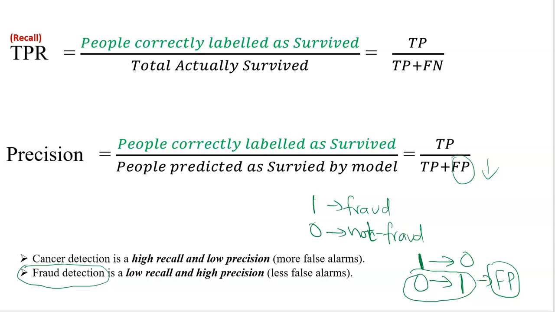So in this case, your false positive should be low, and that means that your overall precision is going to be high. And then because of that trade-off, the recall would be low. And so fraud detection is what we call a low recall and high precision problem, where you want fewer false alarms. So this is the whole concept.